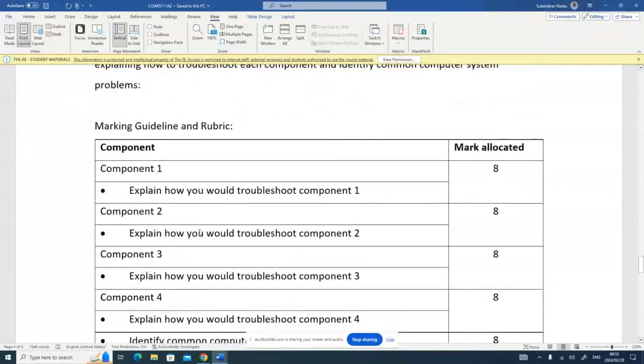Component 1, I identified the CPU. Explain how you would troubleshoot the CPU.